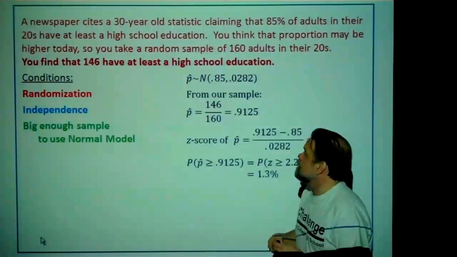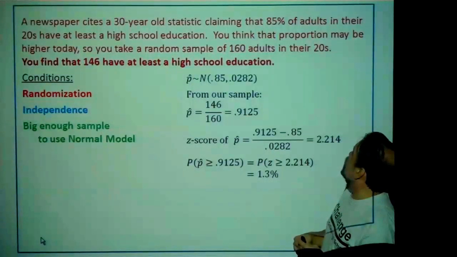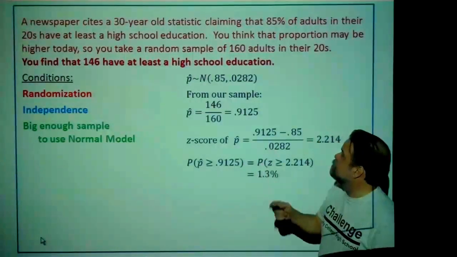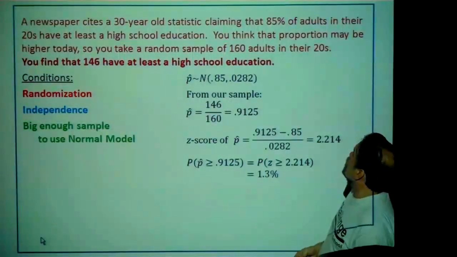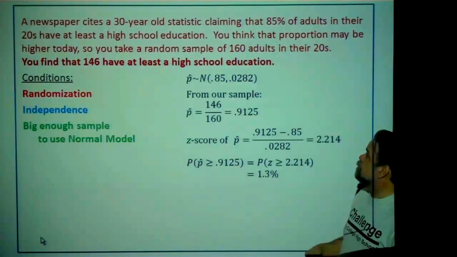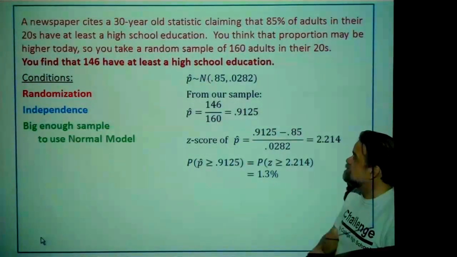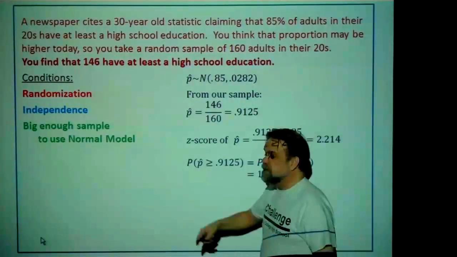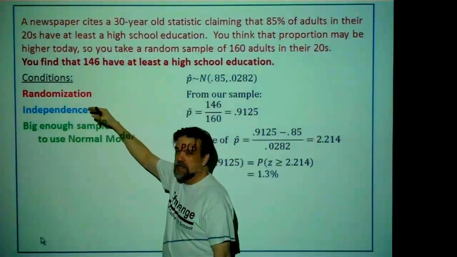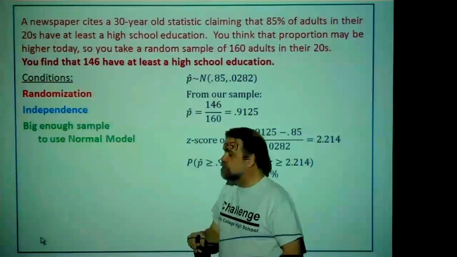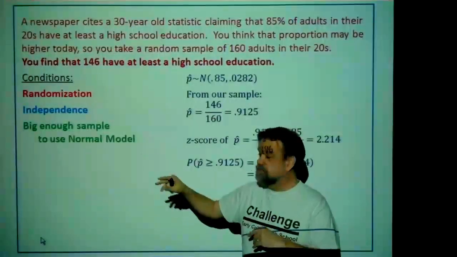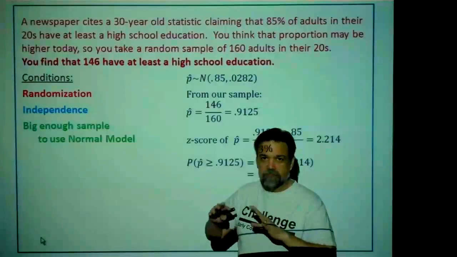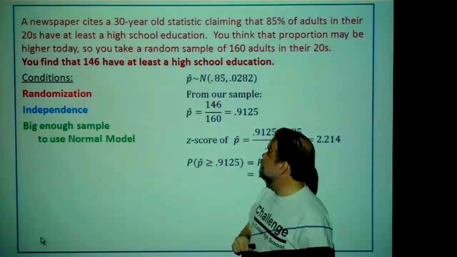We have a newspaper that cites a 30-year-old statistic claiming that 85% of adults in their 20s have at least a high school education. You think that the proportion may be higher today, so you take a random sample of 160 adults in their 20s, and you find that 146 have at least a high school education. Okay, you check your conditions. Randomization, yes. Independence, yes. Big enough sample to use normal model, yes. If this doesn't seem familiar to you, go watch the last video, okay?